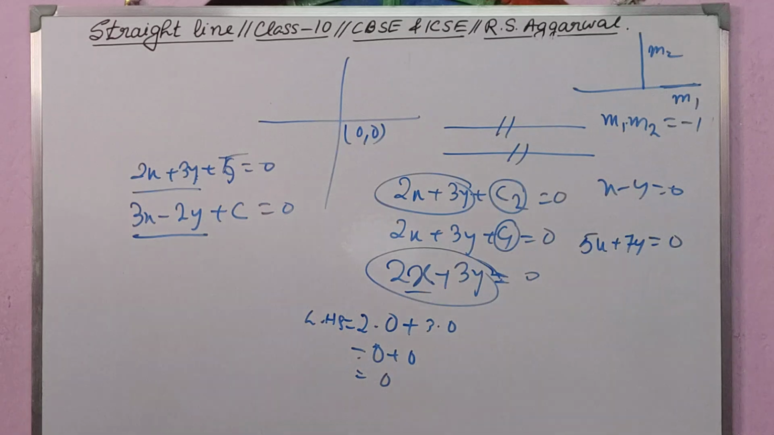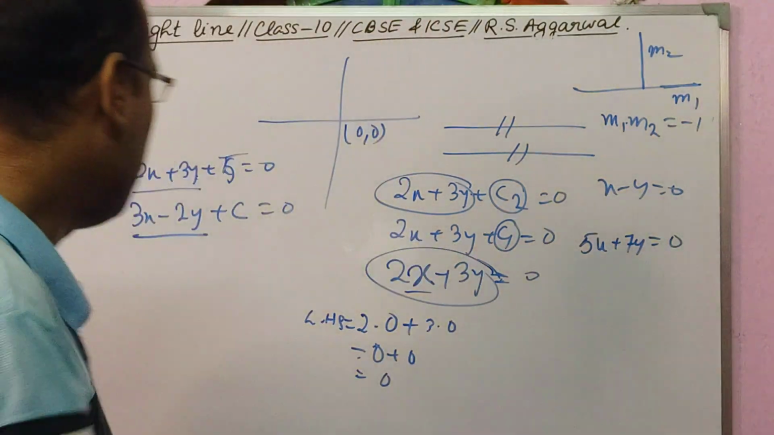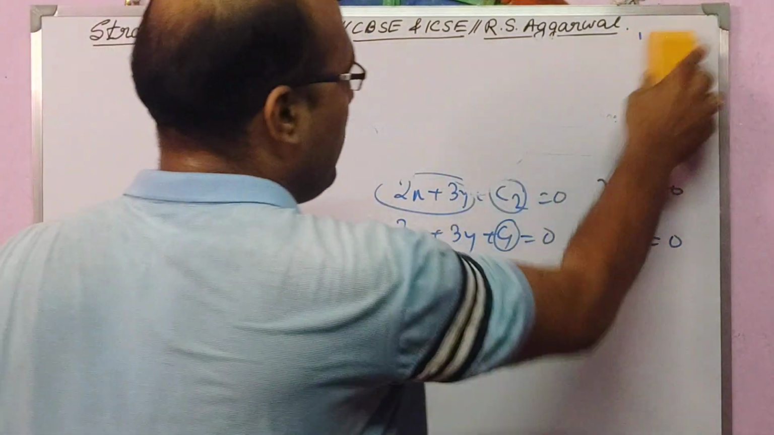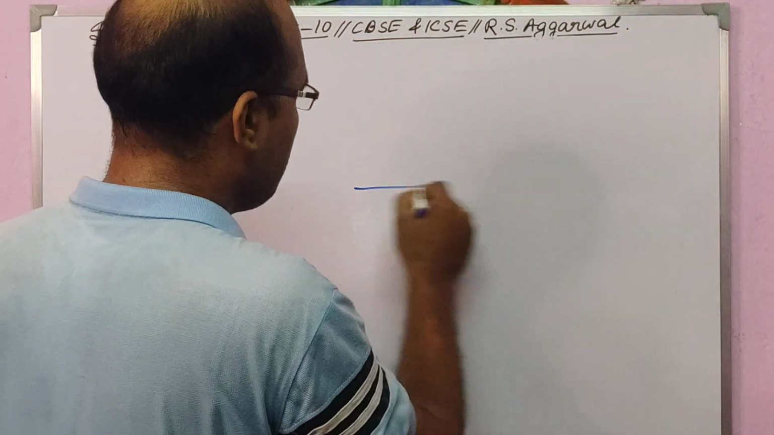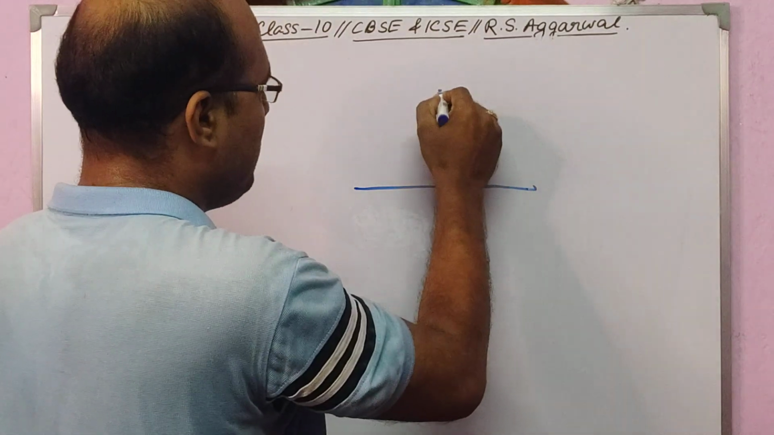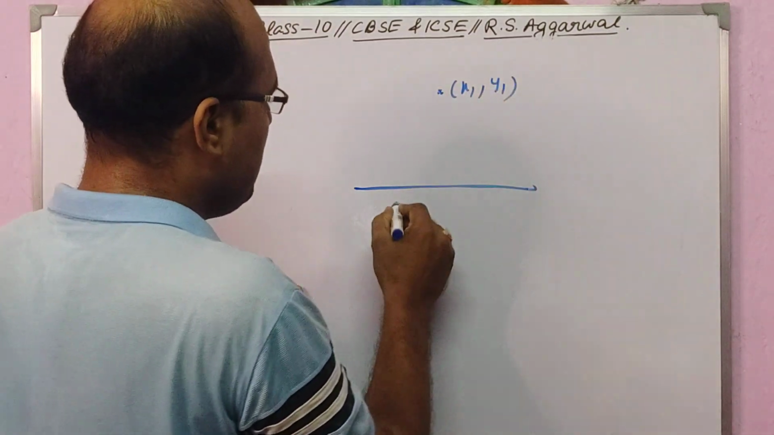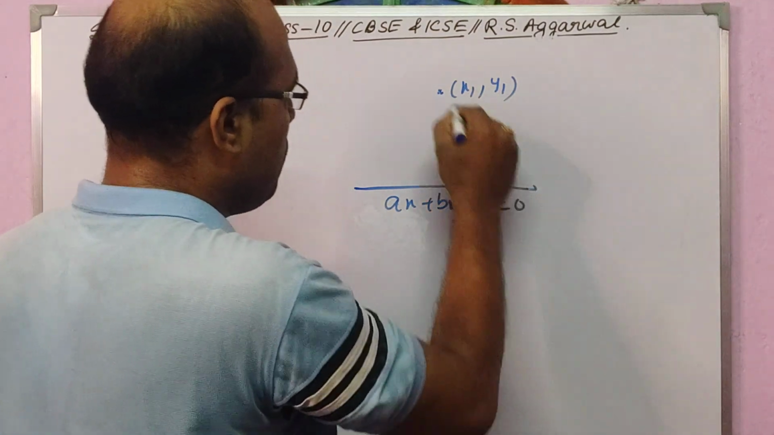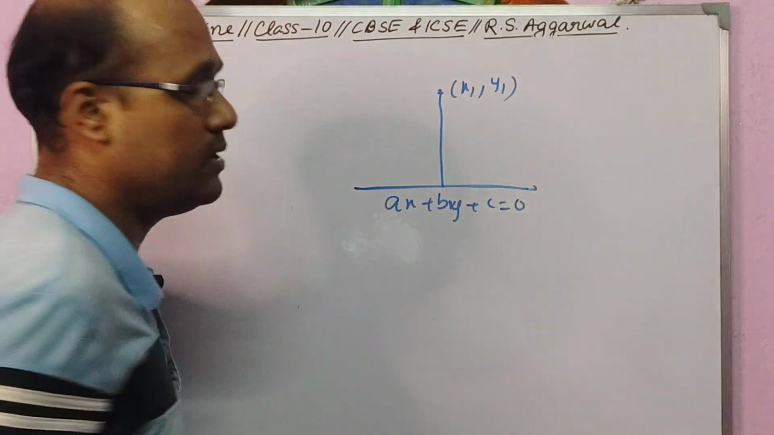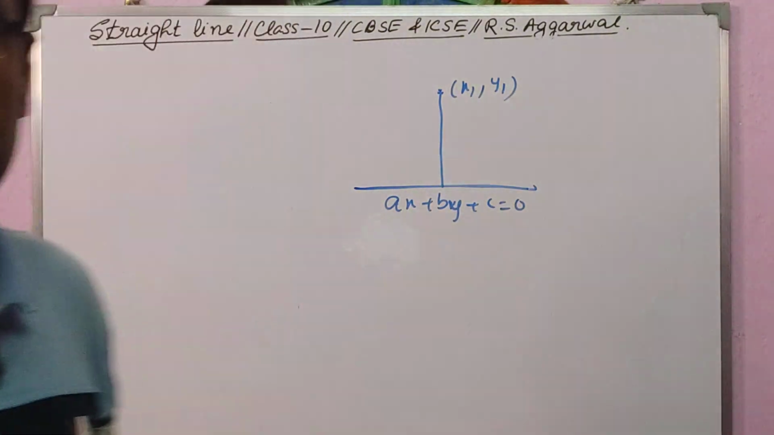Next, another condition: how can we find the distance from a point to a straight line? We are discussing the theory about the straight line. Suppose there is a straight line with equation ax plus by plus c is equal to 0, and a point (x1, y1). What will be the distance from the point to the straight line? The distance means the perpendicular distance, which is the shortest distance.